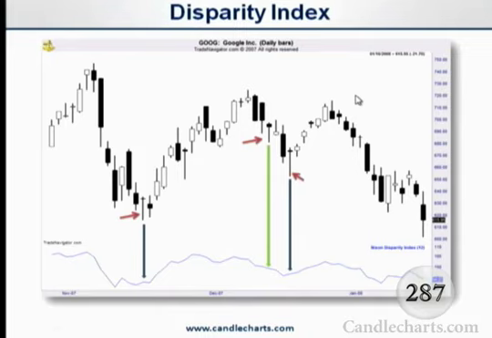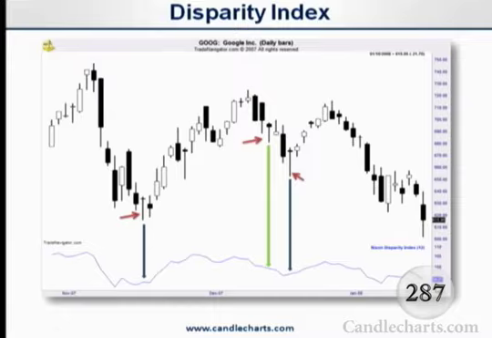So if you have here, for example, down here, the disparity index is 94. What that means on the close of this doji session is the market is 6% under its moving average. It depends on how they get plotted. They may have it as minus 6%. I had them do it as 94%. So that means this is at 94%. It's 6% under its 12-day moving average.